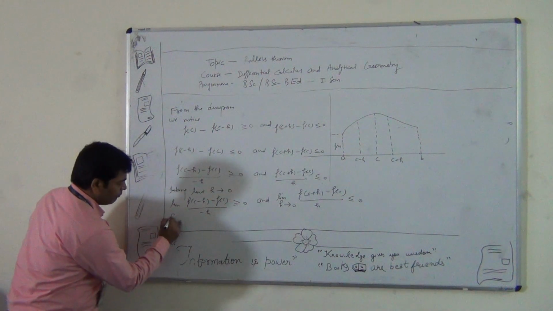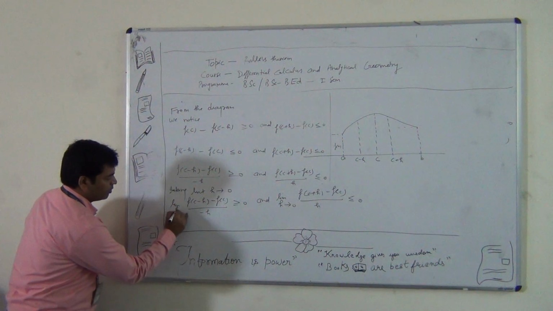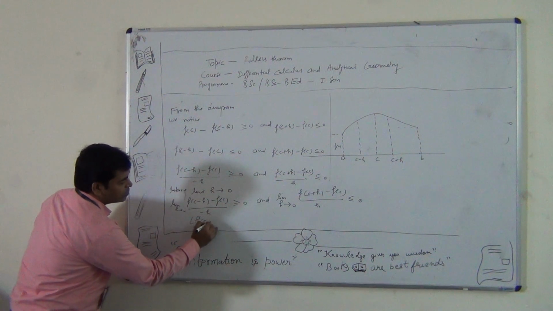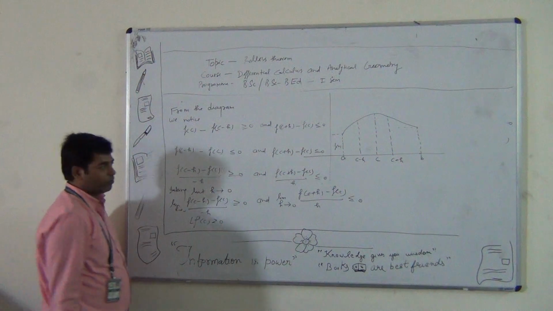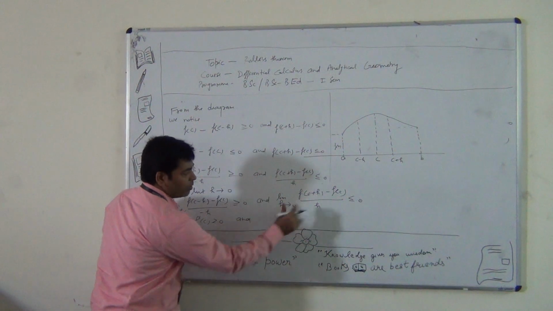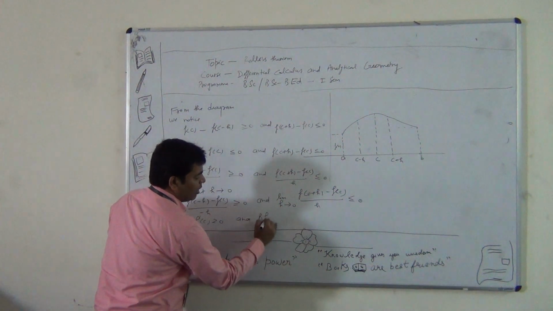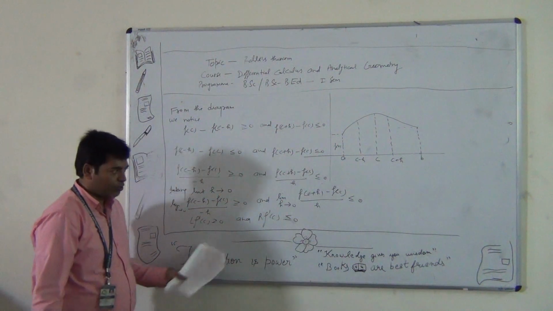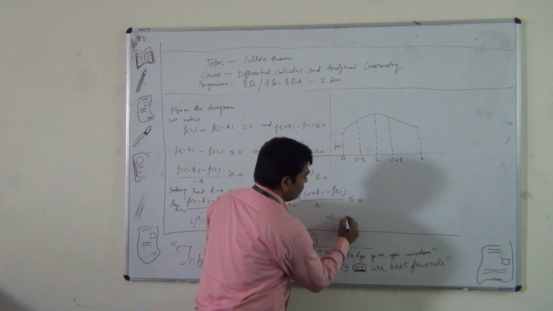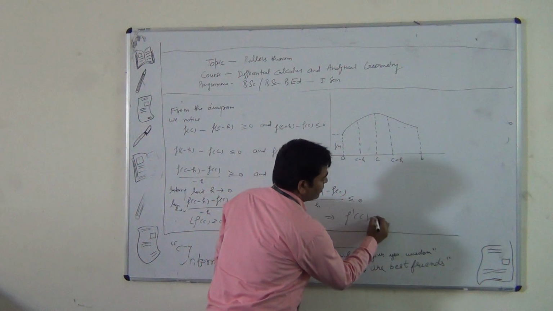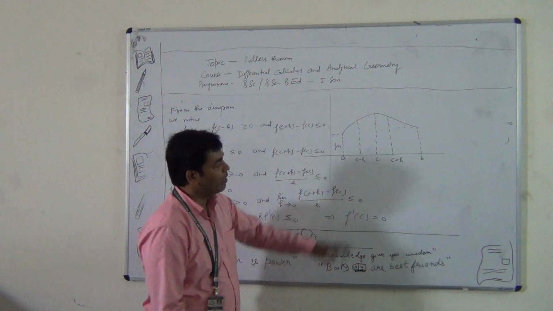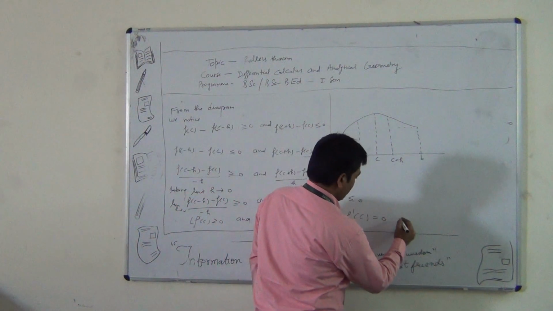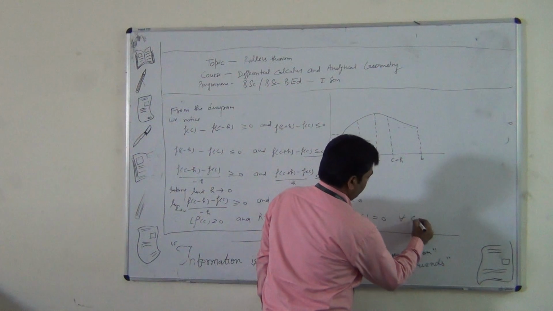So this can be written as Lf'(C) is greater than or equal to 0, and this can be written as Rf'(C) is less than or equal to 0. So that implies we can write f'(C) is equal to 0, where C belongs to the open interval (A, B), for all C belonging to (A, B).